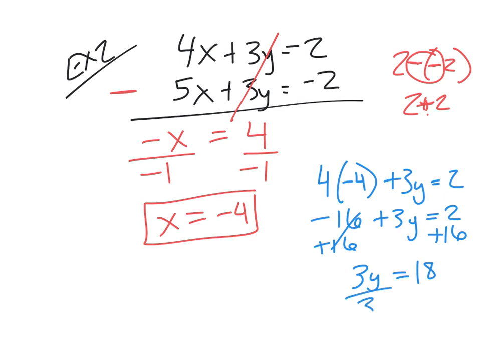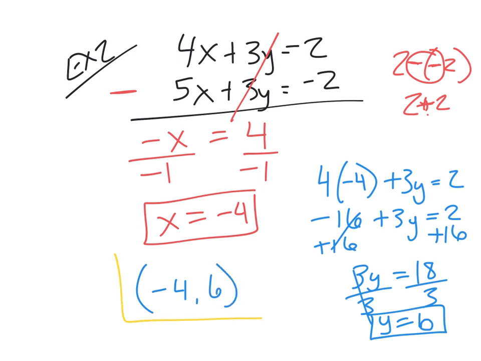Divide by 3. What is 18 divided by 3? 6, right? 6 times 3 is 18. So now I have my y value, and I can write my final answer as my point: (negative 4, 6). Not negative 6, positive 6. So again, I have one solution, and it's at the point (negative 4, 6).